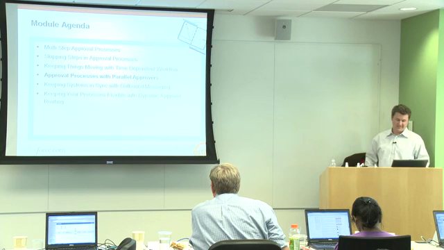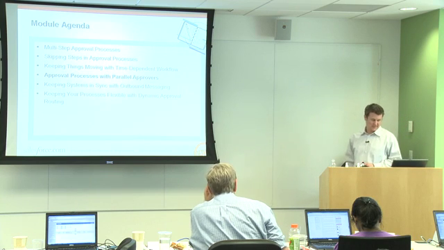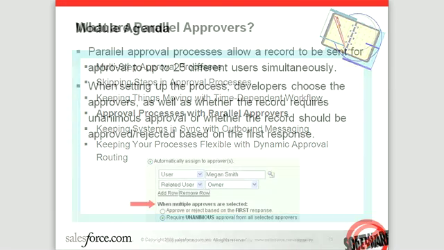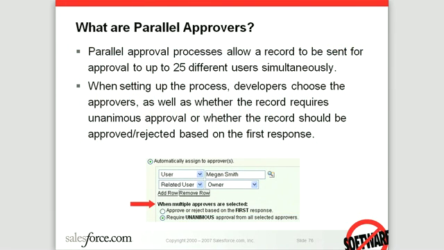All right, let's talk about a couple of things: approval processes with parallel approvers, and then keeping systems in sync with outbound messaging. All right, so parallel approvers, what's this referring to?